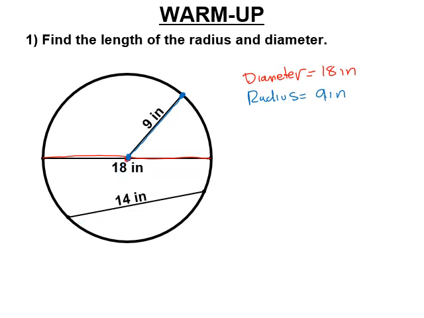So it can be anywhere from the center to the edge for a radius. Notice how the diameter must go through the center. This line down here is actually called a chord. We don't really use chords for much in middle school, but you will in high school. Chords go from one edge to the other, but not through the center of the circle.